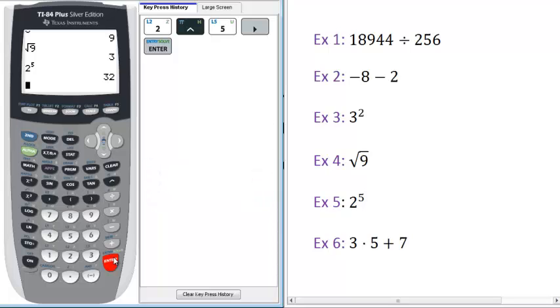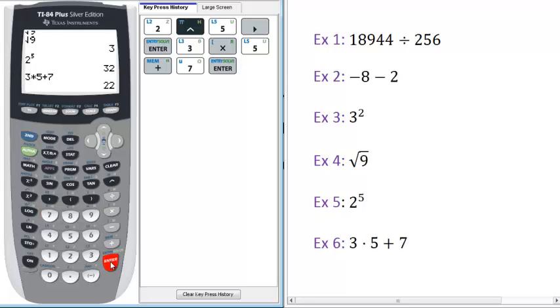Example 6 has multiple operations. It's asking us to do a multiplication and an addition problem in the same problem. The nice thing about the graphing calculator is it understands rules of operation, so you can do all of those at once. You can type in that whole expression at one time. So 3 times, notice that's written as a star, but it means times, 5 plus 7. So you can type that in all at one time. If you push your enter button, your calculator knows what operations to do first, and so it gives you the final answer of 22.